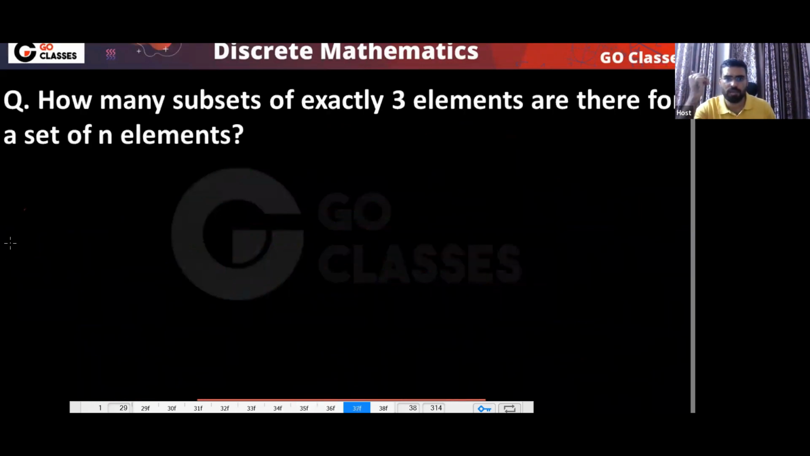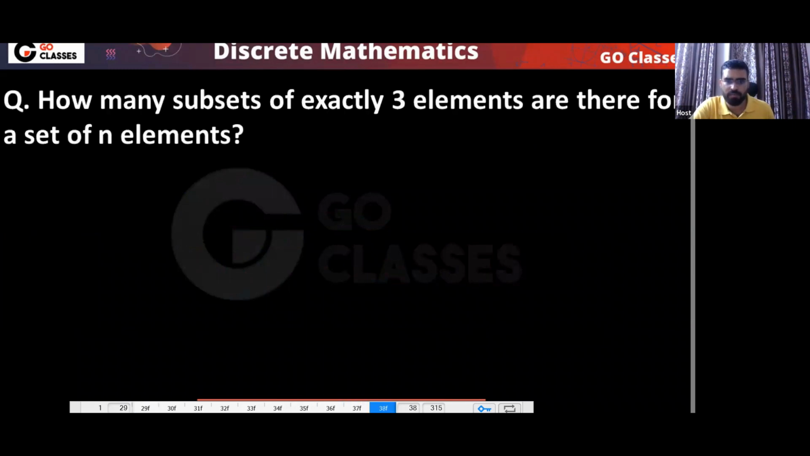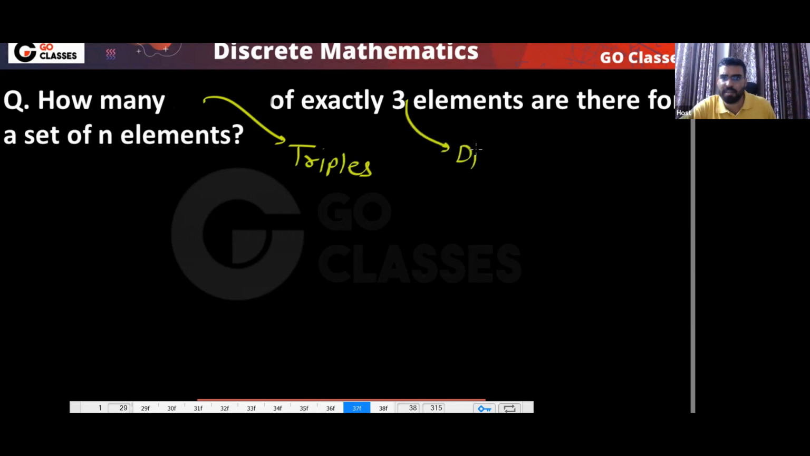Let's see this question. How many subsets of exactly 3 elements do we have? So this type of subset I want, 1, 2, 3. This subset has exactly 3 elements. So tell me, how many preimages will be there? Now you can notice if I ask you how many triples of exactly 3 different elements, the life is very easy.